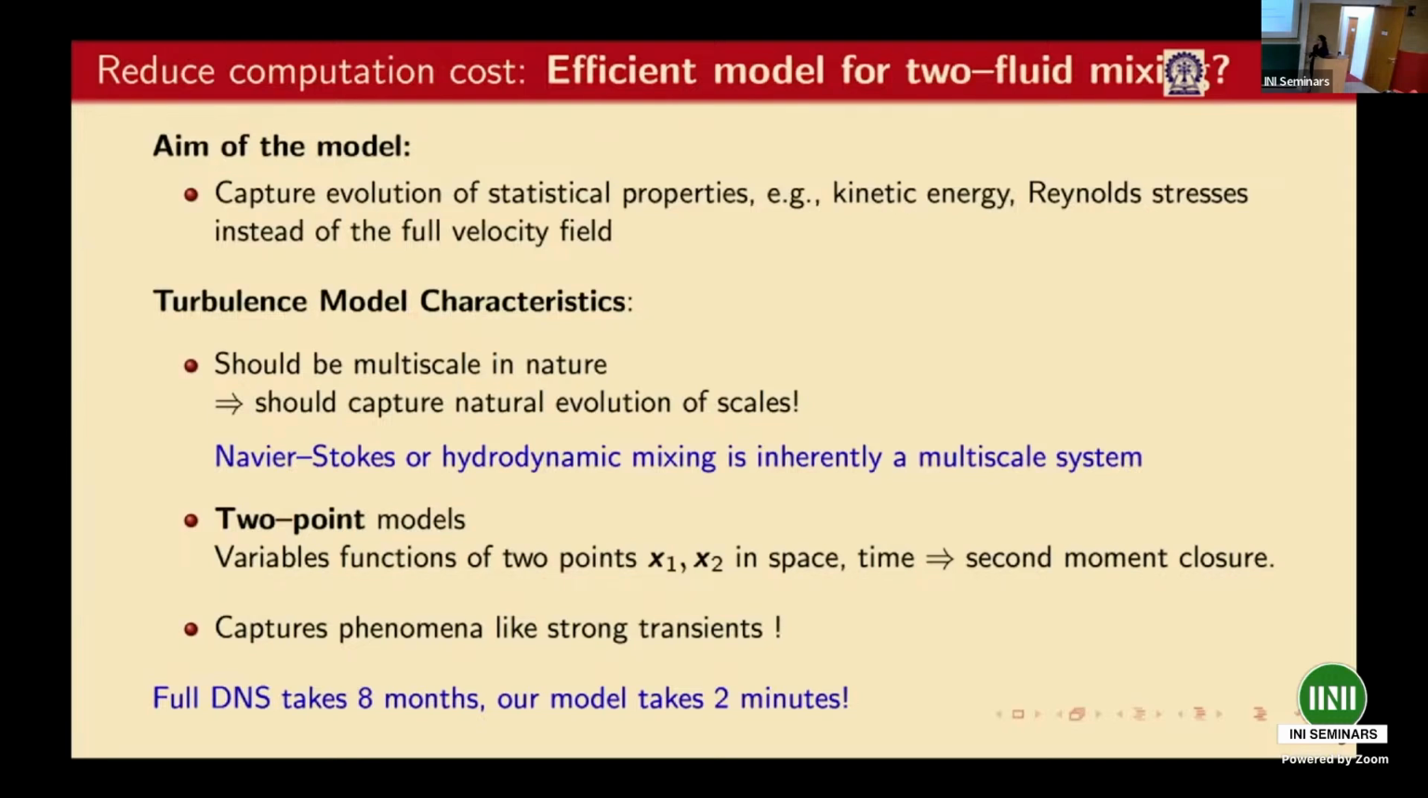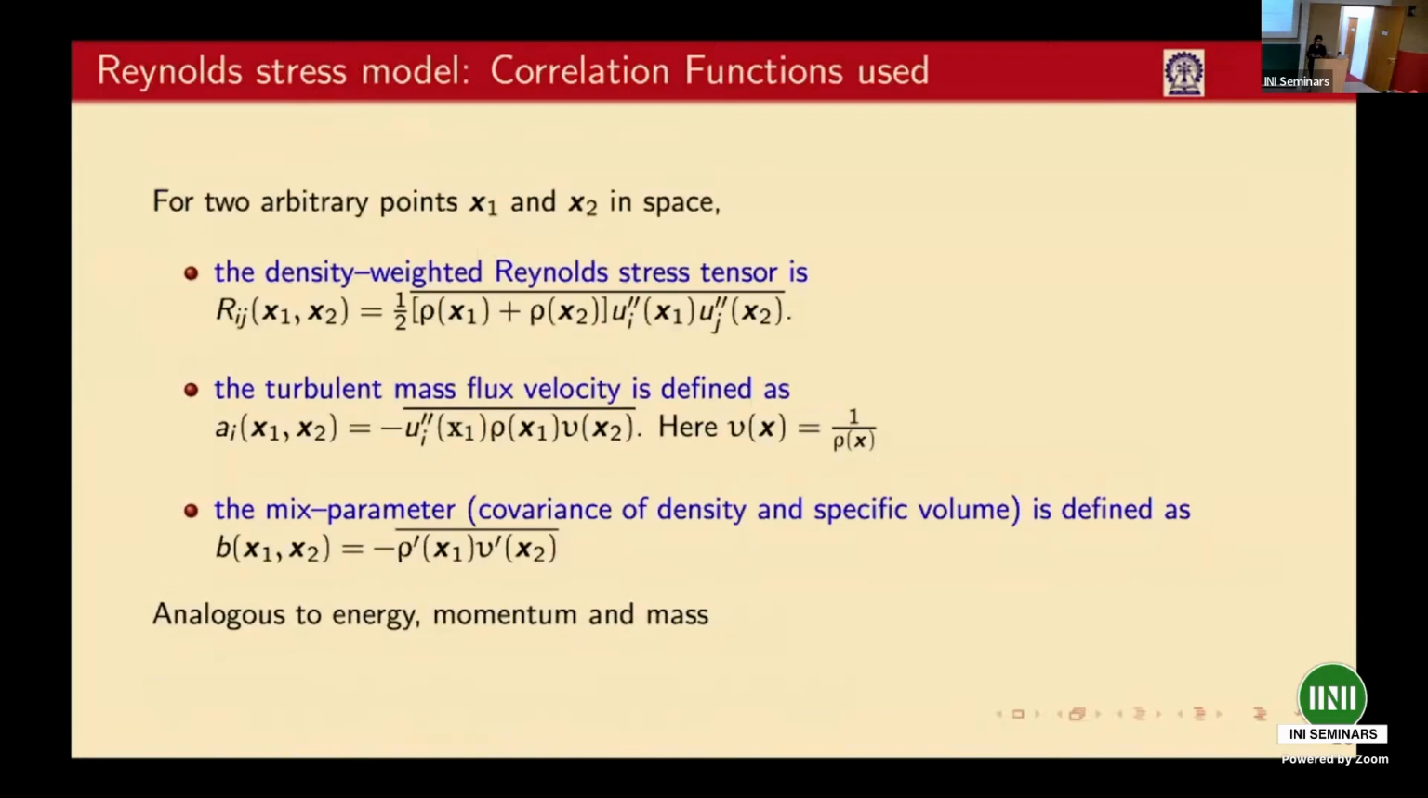So basically, it captures the evolution of the scales naturally in the system. And the good thing about this second moment closure model is that it can also capture strong transients. For example, when the fluid starts from a quiescent state and goes to a turbulent state, the model can capture this full evolution. And also, this model takes just 2 minutes instead of the full DNS, which takes 8 months. Okay, so I will talk about how we obtain that time efficiency.